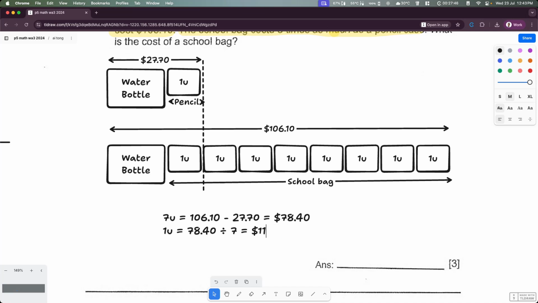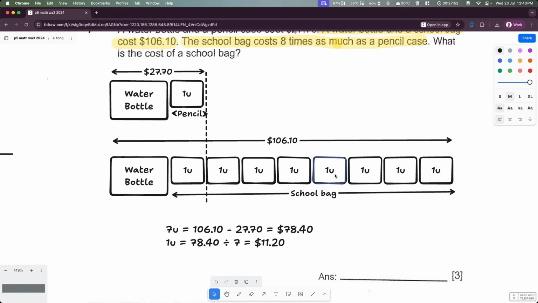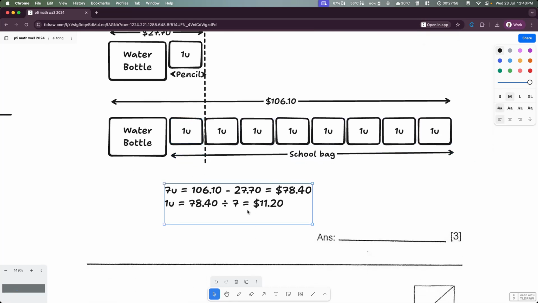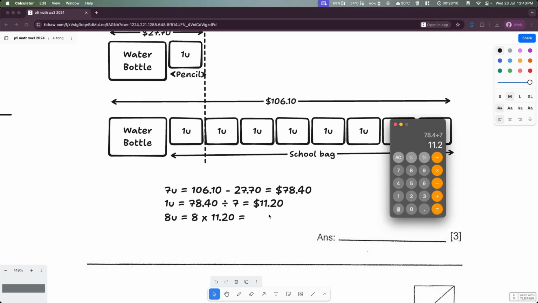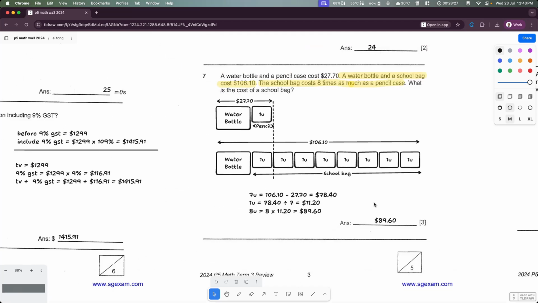Right, so 11.20, just to double confirm. Okay, now the school bag, how many units are there? Count 1, 2, 3, 4, 5, 6, 7, and 8. So that means 8 units is equal to 8 times 11.20. Okay, use calculator, and then we multiply it by 8. Okay, and this gives us the answer 89.60. That's an expensive bag, right? Therefore, the answer to this is $89.60. Okay, there you go.